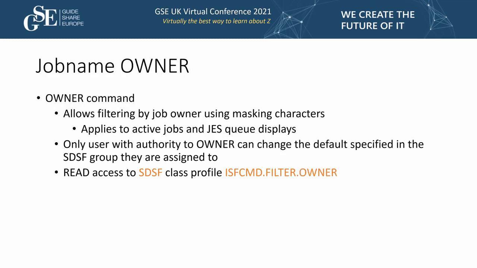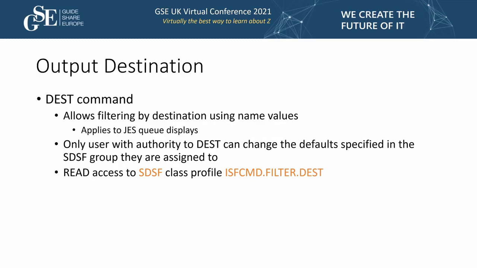Same sort of thing for owner. Owner allows you to filter on the job owner for those jobs on those panels. Again, there's a SAF profile that covers the owner command, ISFCMD.FILTER.OWNER. If you don't have read access, you cannot issue the owner command. Output destinations, the dest command, allows filtering by destination using name values. Again, it applies to the JES2 queue displays only. Only users with authority to dest can change the defaults specified in the SDSF groups that they're assigned to. And again, you need read access to an SDSF class profile to do that.